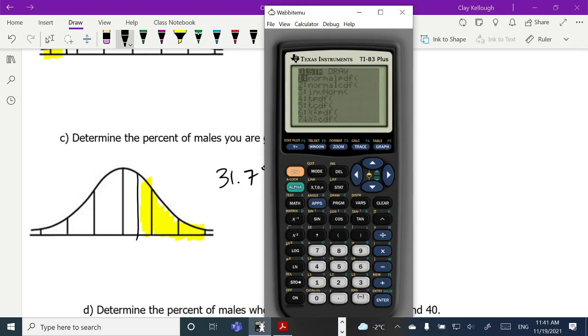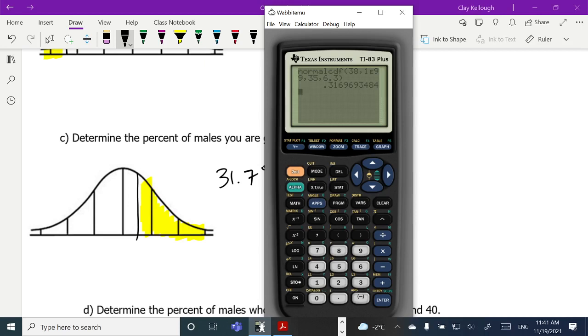Second function vars, number 2, and then this time we start at 38, comma, we go to infinity, make sure you don't put a negative on it, 1 EE 99, comma, and then, what was the mean again? I've already forgotten what the mean and the standard deviation are. 35, comma, 6.3, and okay, this better be 31.7%. Yep, same exact decimal.